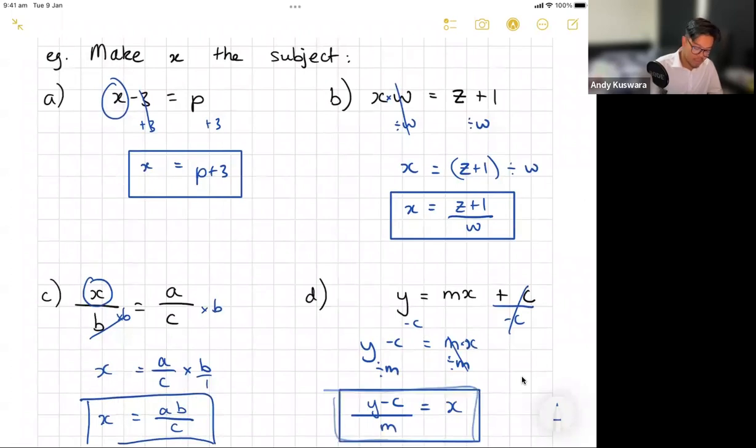Now, it doesn't matter that the x is on the right-hand side, as long as it's by itself. That's the important thing. Okay, now hopefully that makes a little bit of sense. Hopefully that helps you with the exercises, but that'll be it for today.